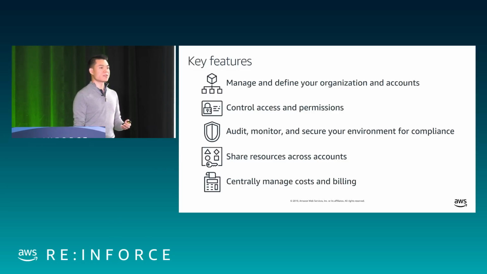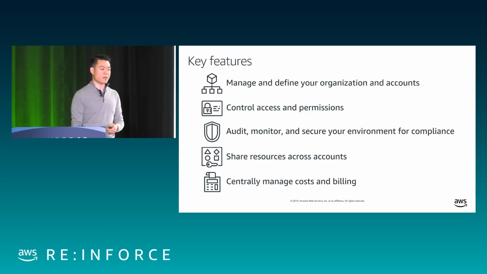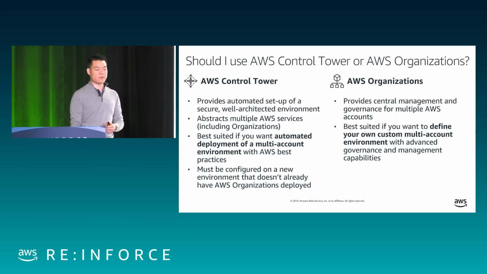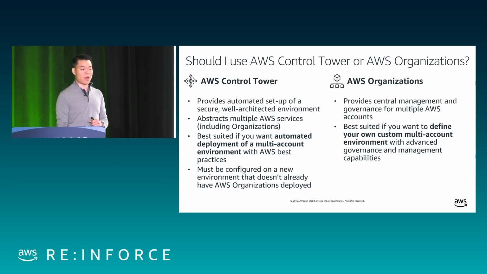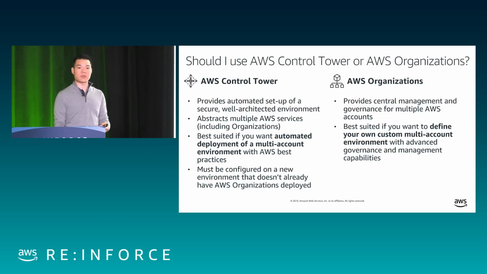A common question that I get asked a lot is what's the difference between AWS Organizations and AWS Control Tower, which is a brand new service that just hit general availability on Monday. And so the way we like to think about it is AWS Control Tower provides a well-automated setup of a secure, well-architected environment. And it actually abstracts multiple AWS services, including AWS Organizations. And so we'd recommend you to use Control Tower if you're looking for an automated deployment of a multi-account environment with AWS best practices. One caveat, though, is today, Control Tower needs to be deployed on a new environment that doesn't already have AWS Organizations.